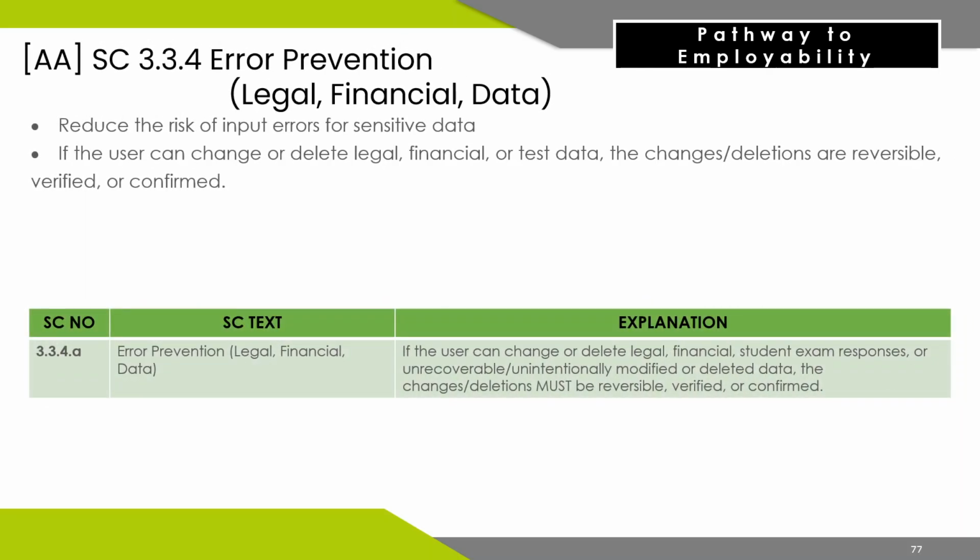The requirements for success criterion 3.3.4 Error prevention, legal, financial, data, are: 3.3.4.A Error prevention, legal, financial, data. If the user can change or delete legal, financial, student exam responses, or unrecoverable/unintentionally modified or deleted data, the changes/deletions must be reversible, verified, or confirmed.